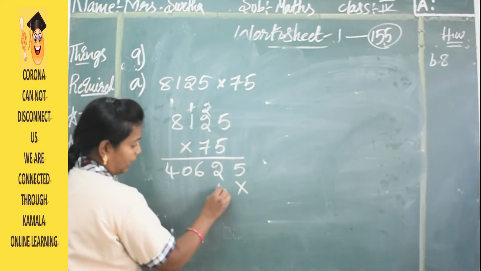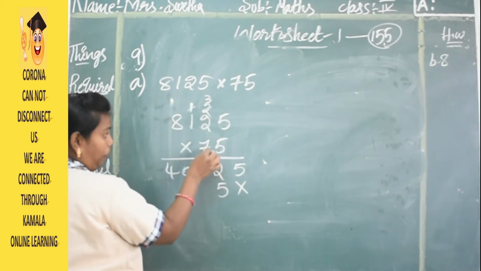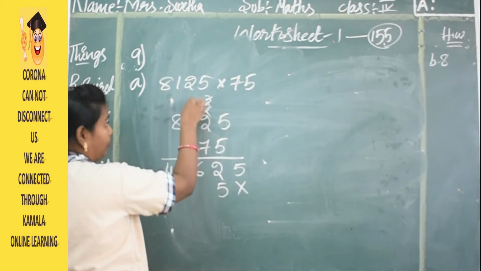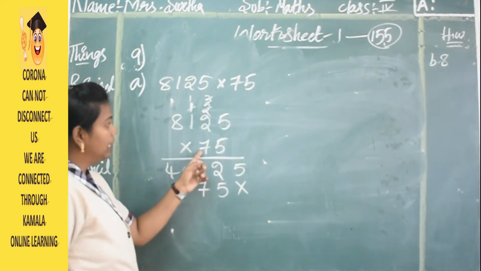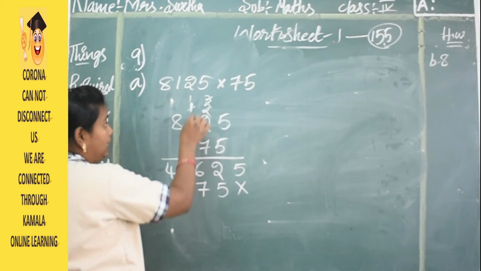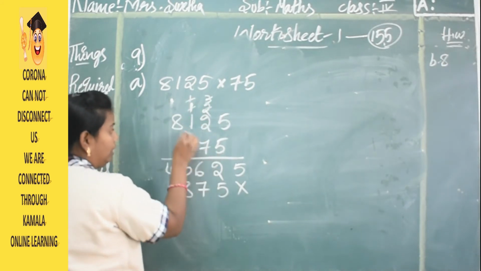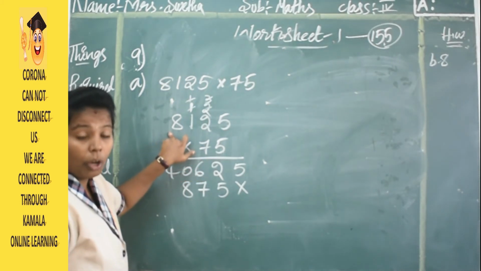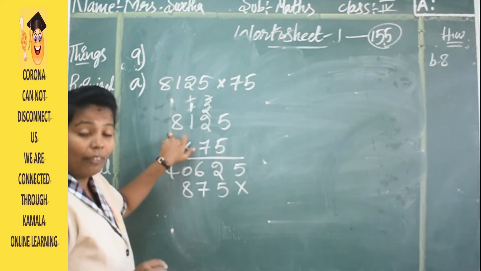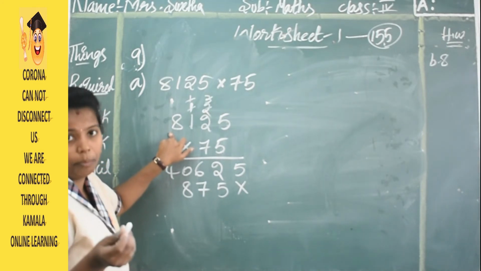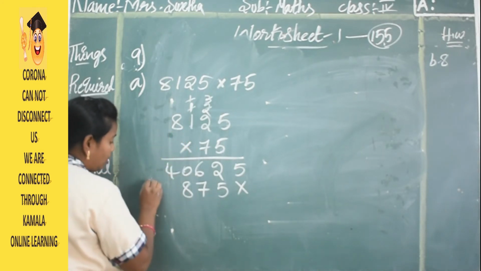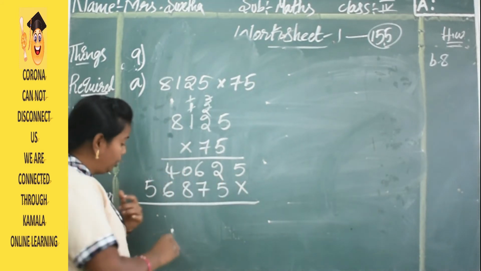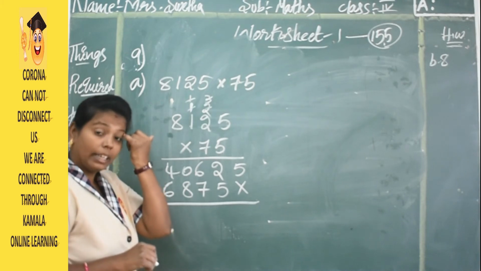Now 7 5s are 35, 5 down, 3 up. 7 2s are 14 plus 3 is 17. So 1 up, 7 down. 7 1s are 7 plus 1 is 8. So 8 is here. 7 8s are, yes, how much? See, every one of you has to learn tables. Without learning it is impossible. So 7 8s are 56. Right here, after doing this one, you have to do the addition of all these numbers.